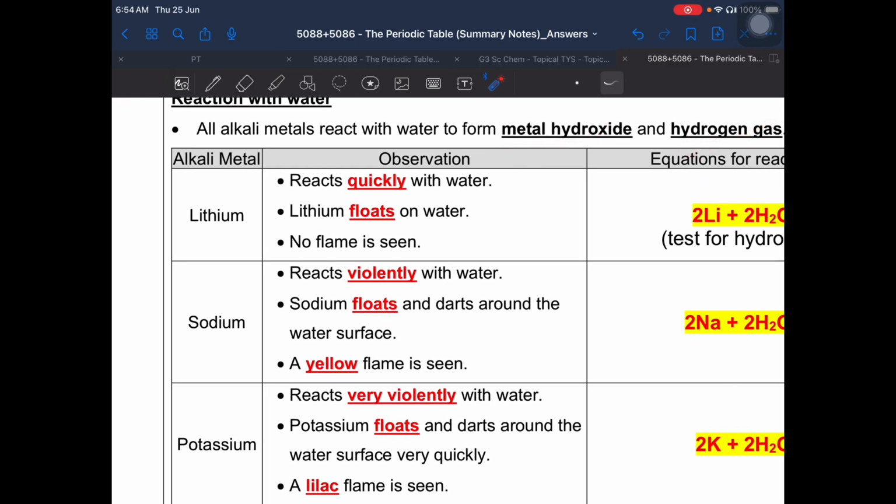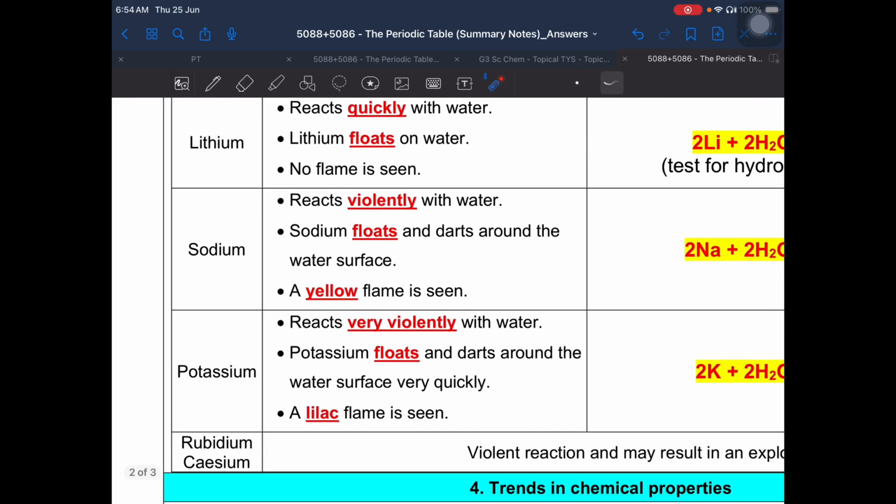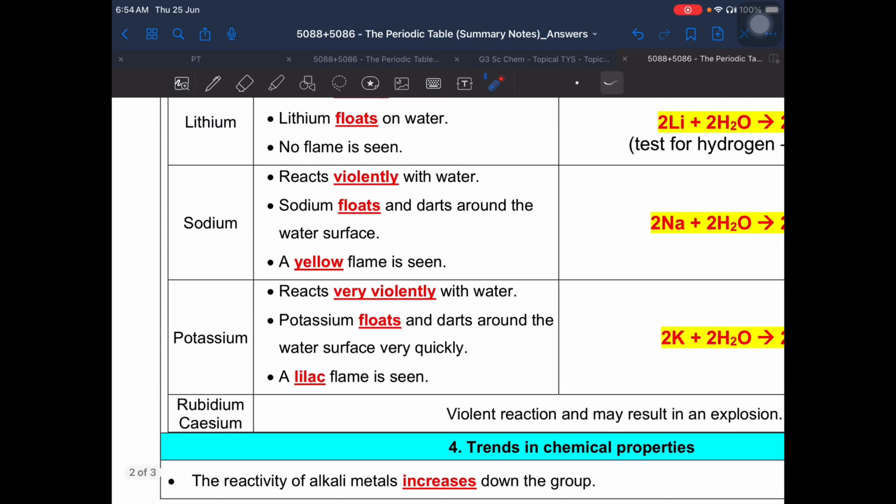This is similar to what I learned in the chapter on metals, because all metals, when reacting with water, will form metal hydroxide and hydrogen gas, right? But for group 1, what's unique is that they do float, especially if their density is lower than water, because they generally have low density. If you go even further down, things like rubidium and cesium are so reactive that it may be violent, it may explode, it may catch fire, right? So you see a trend over here, and the trend is that the reactivity actually increases down the group.